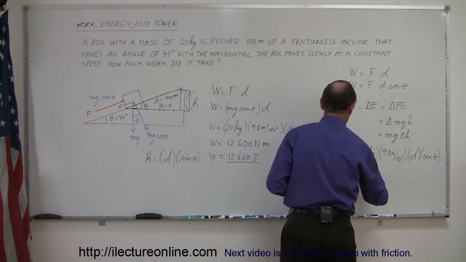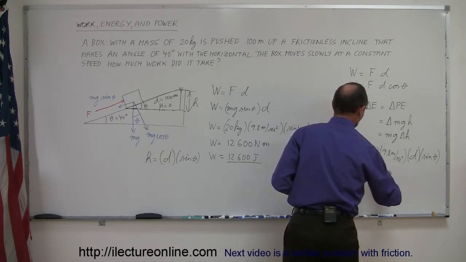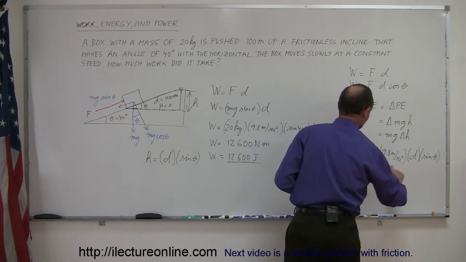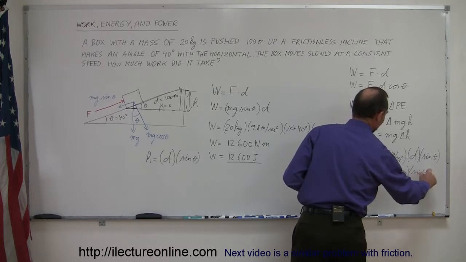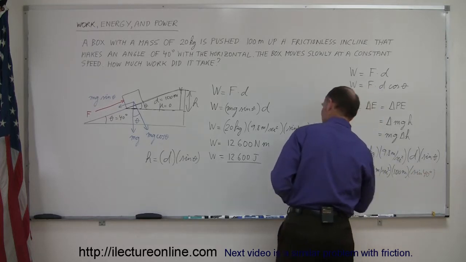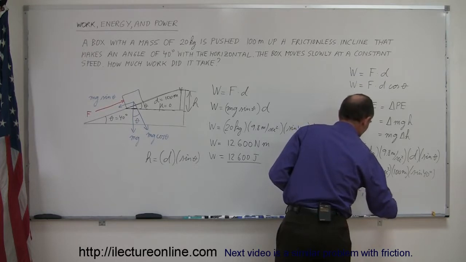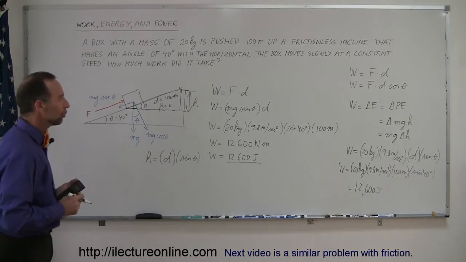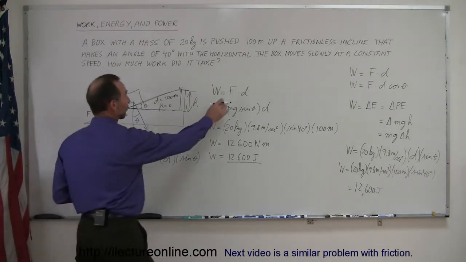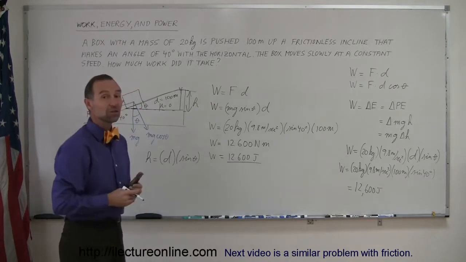Work done is equal to the 20 kilograms times the 9.8 meters per second squared, times the displacement, which in this case is 100 meters, times the sine of 40 degrees. And again, you'll get the exact same answer we did before. That would be 12,600 joules. So you can see that you can find the work done in two different ways, using the equation force times distance, or force times displacement, and the equation, the change in the energy.